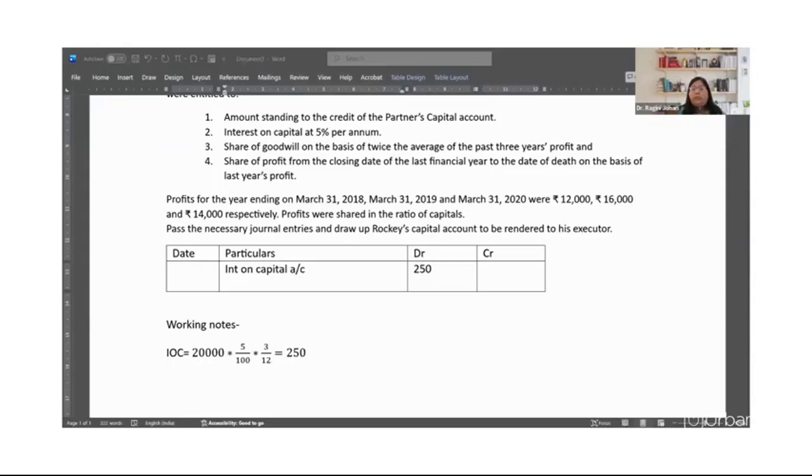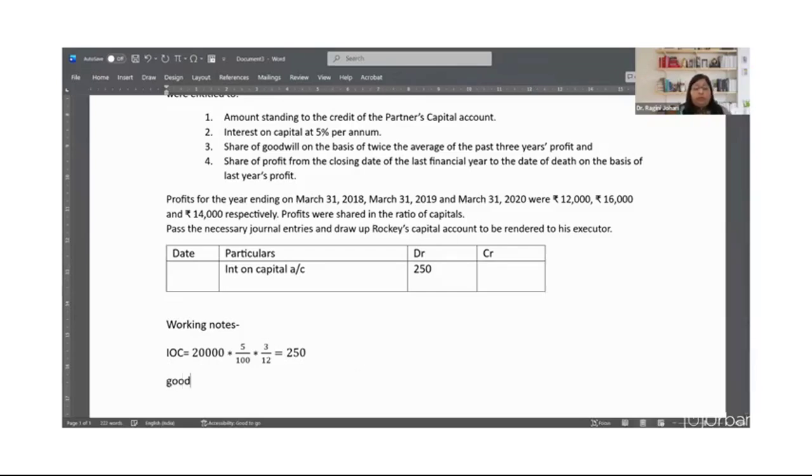When we talk about the next thing, it is the share of goodwill on the basis of twice the average of past 3 years profit. All right. So now let's do the accounting for goodwill, Rocky's share of goodwill. This says that goodwill has to be calculated on the basis of twice the average of past 3 years profit. That is the simple average profit method.